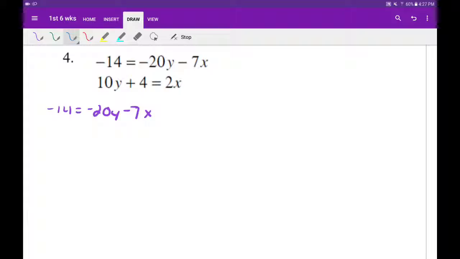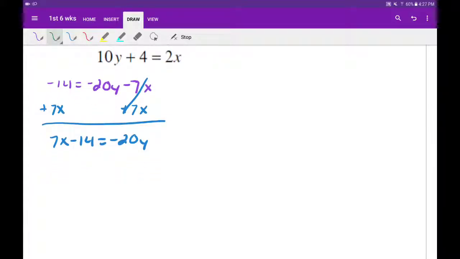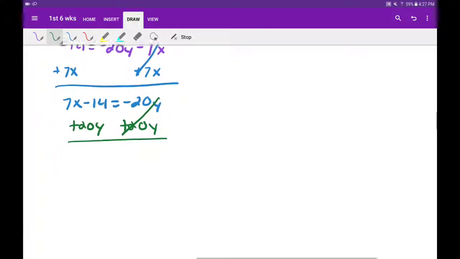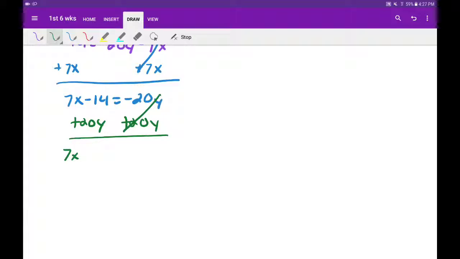So what I'm going to have to do is add the x by doing the opposite. So add 7x to both sides. All right, so those are going to cancel. And now I have 7x minus 14 minus 20y. I also want to move my y over. So I'm going to add 20y to both sides. Okay, those cancel. And I'm going to have 7x plus 20y minus 14 equals 0.